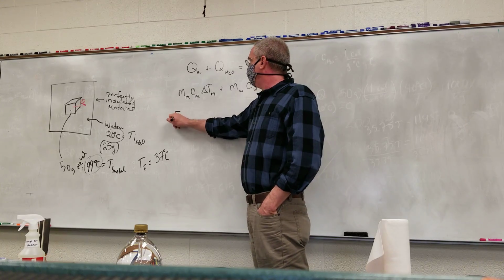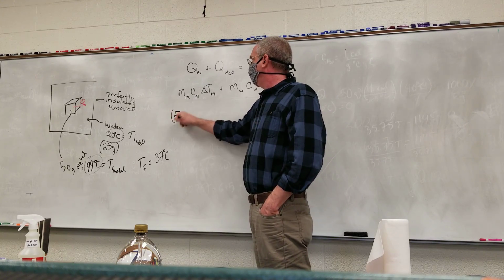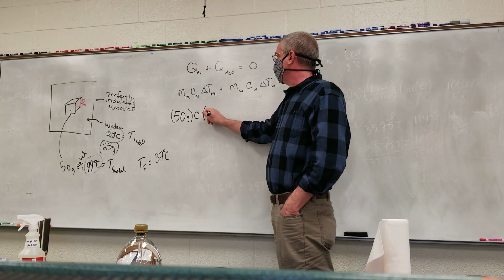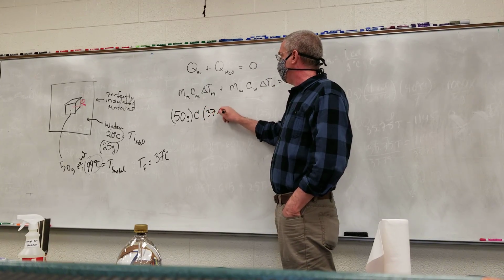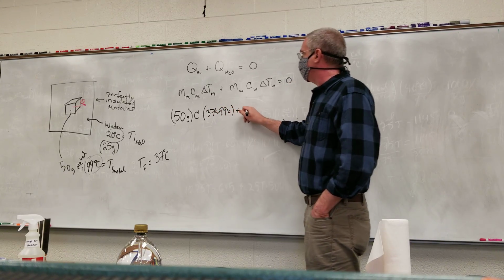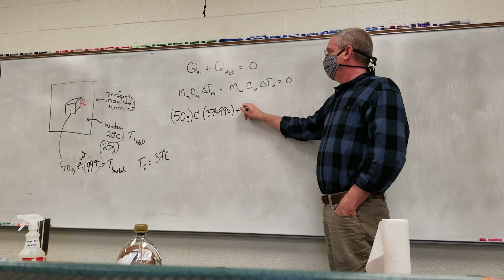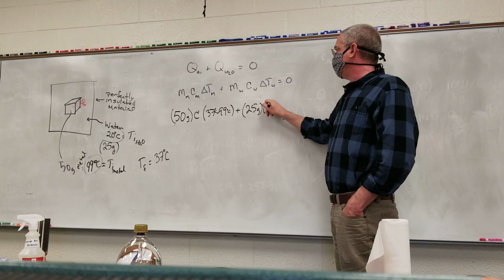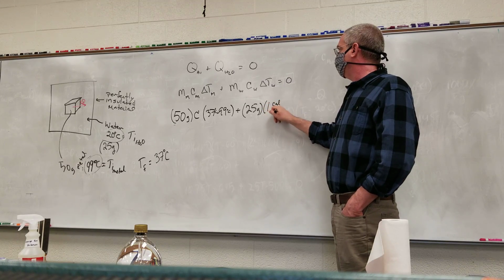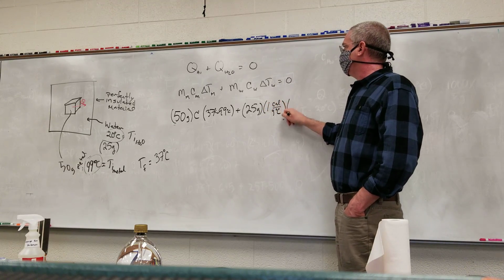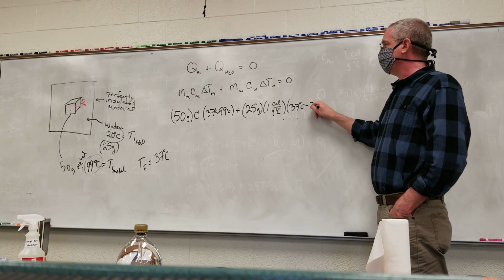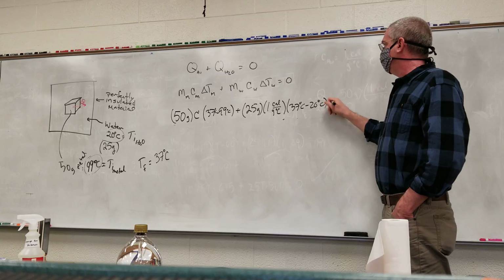So we have 50 grams times our specific heat of the unknown times the change in temperature, which is 37 minus 99 degrees Celsius, plus mass of the water, just 25 grams, times specific heat of water, 1 calorie per gram degree Celsius, times change in temperature of the water, which is 37 degrees Celsius minus 20 degrees Celsius, equals 0.